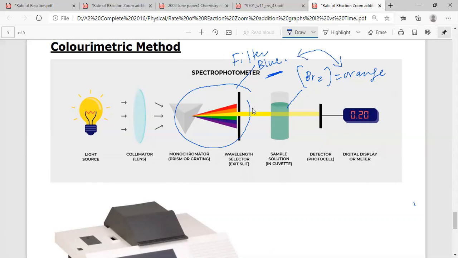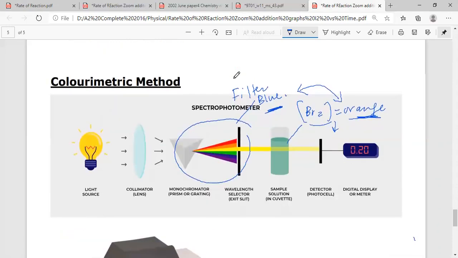So this is a colorimeter, and as the light passes through here, if the concentration of your orange is high, it will absorb all the blue. That means nothing passes through here, so absorbance is 100%. As the reaction proceeds, the concentration of your bromine will decrease, and so more blue light will pass through, and it will record more here. That means absorbance becomes less and less, so at the end it becomes very small absorbance here.